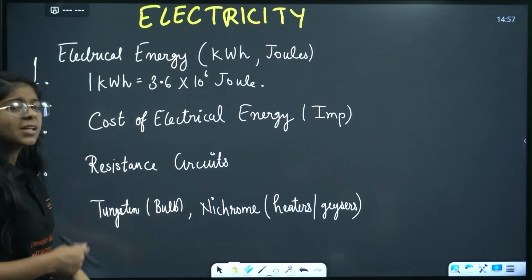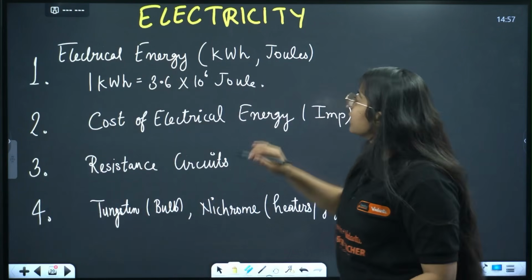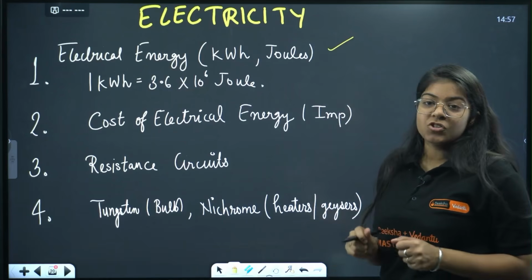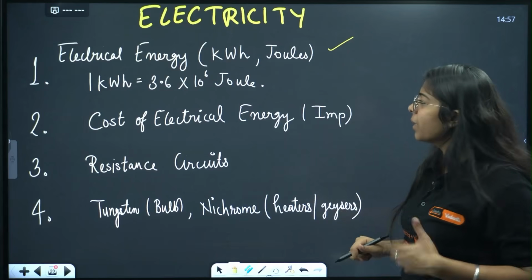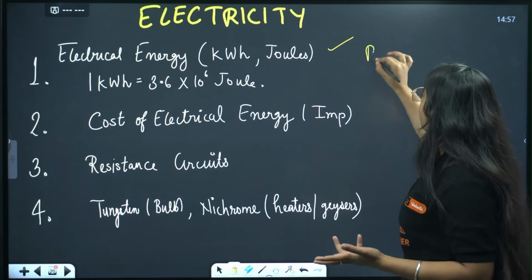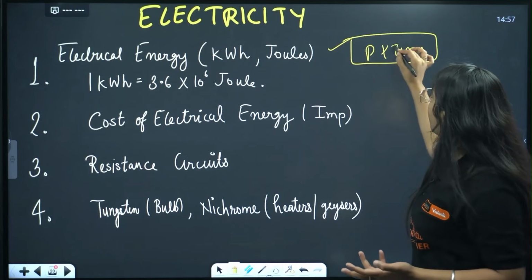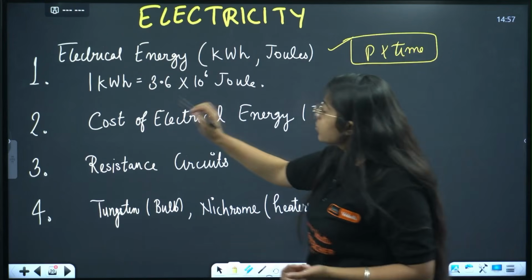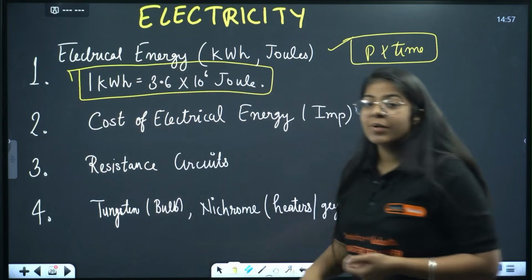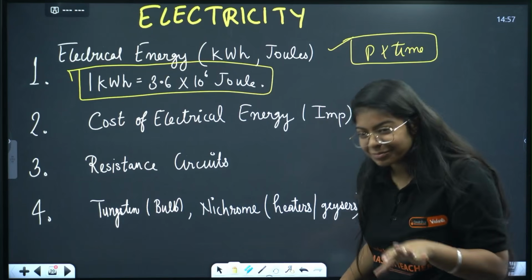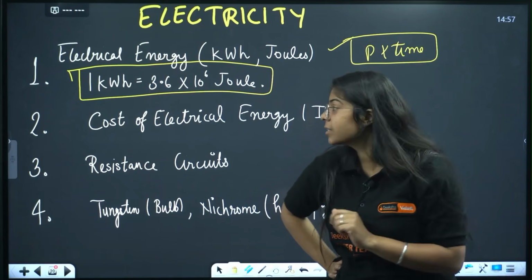Now some important topics I have got you from each chapter. From electricity, electrical energy is a very important topic. The units are kilowatt and joules. Electrical energy is basically power into time. And then this conversion or relation is very important: 1 kilowatt hour is equal to 3.6 into 10 raised to the power 6 joule.